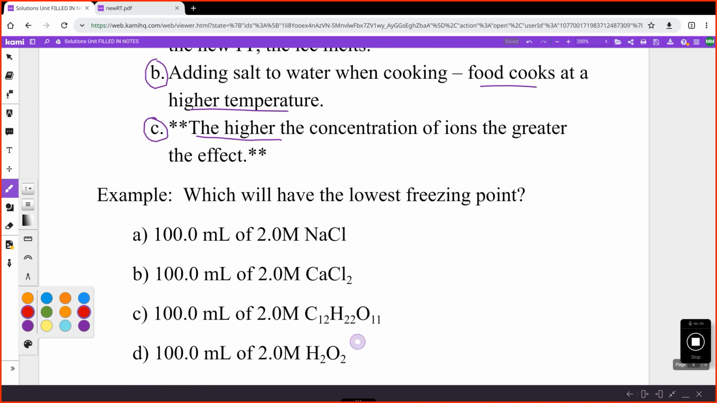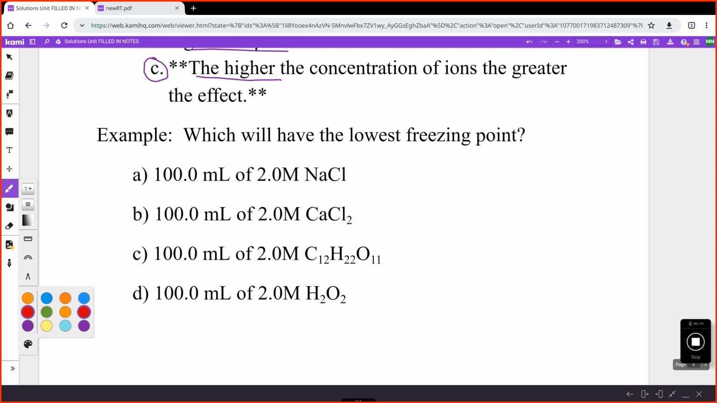All right. So here's a typical thing that the Regents tries to throw. Which one of these solutions will have the lowest freezing point? Okay, so number one, it's got to be a solution to change the boiling point and freezing point of water. Number two, and really importantly, it has to be an ionic solute. This right here is made up of all nonmetals. It is covalent, and therefore it will not affect the freezing point and boiling point. This right here is covalent, and therefore it will not affect the freezing point and the boiling point.